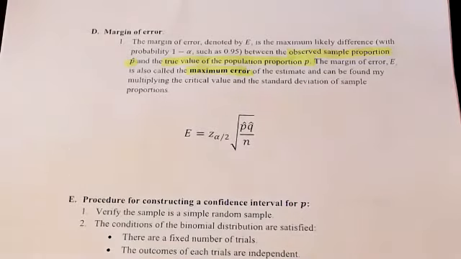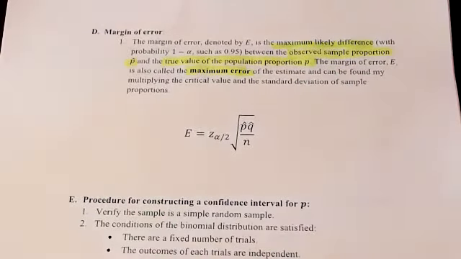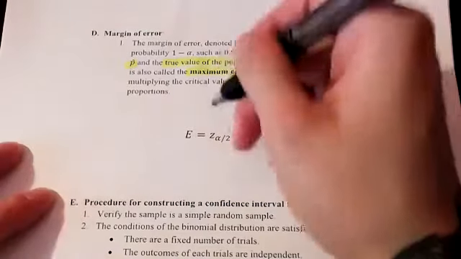Perfect. Thank you so much. First off, notice how they described the margin of error, capital E. It's the maximum likely difference between the sample proportion p hat and the true population proportion p. So that's the margin of error. I want you to think of the difference between the sample and the population. The margin of error is also called the maximum error. And then check out the formula here. So Stephanie just read to us that you can find the maximum error or the margin of error by multiplying the critical value.